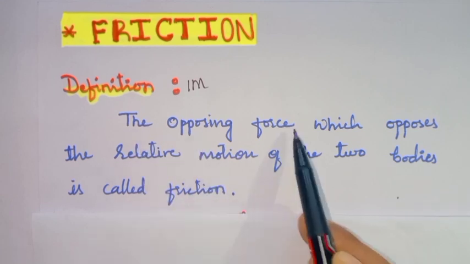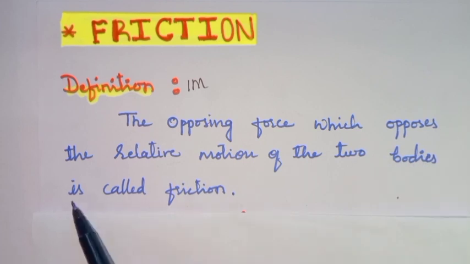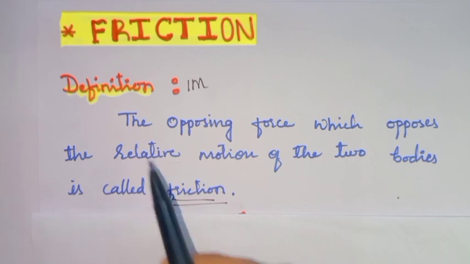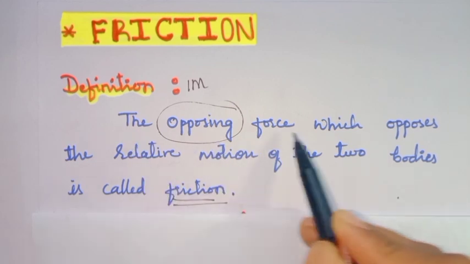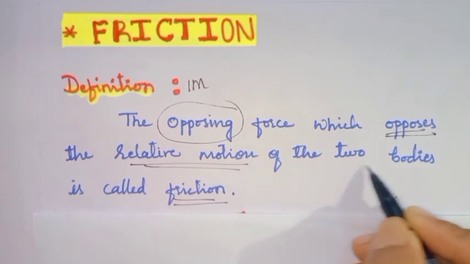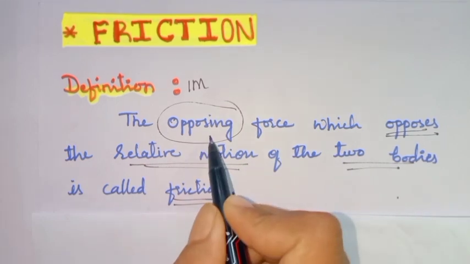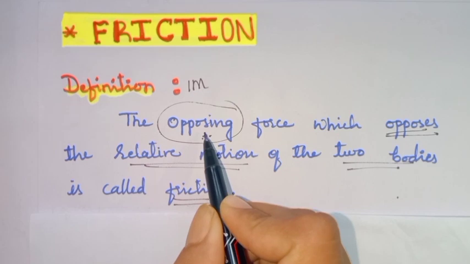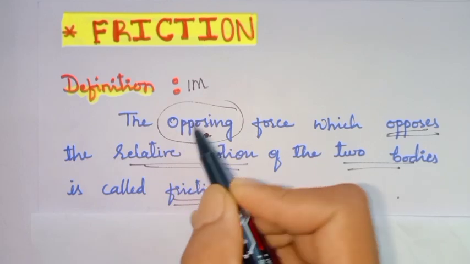The opposing force which opposes the relative motion of the two bodies is called friction. Once again, I'll read it for you. The opposing force, so this is an important word, which opposes the relative motion of two bodies. So what is happening here: if the object starts to move or tries to move, there is an opposing force because of which the object may not move. To such a kind of force, we call it friction.